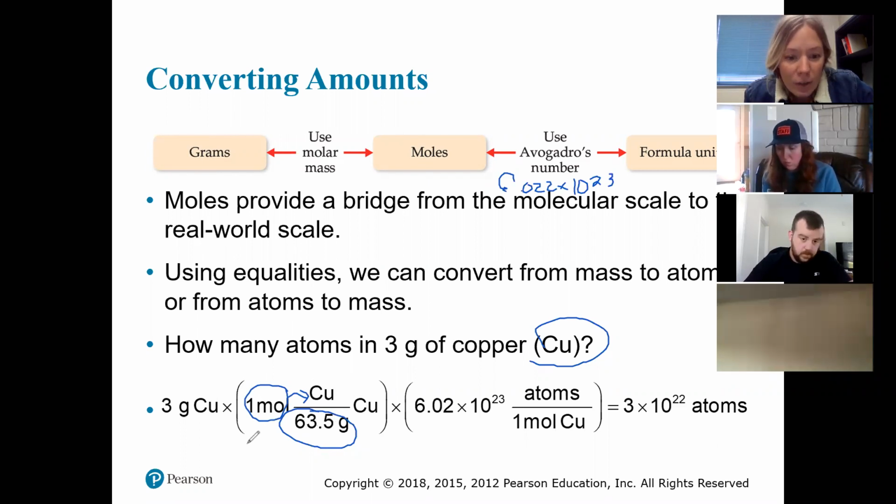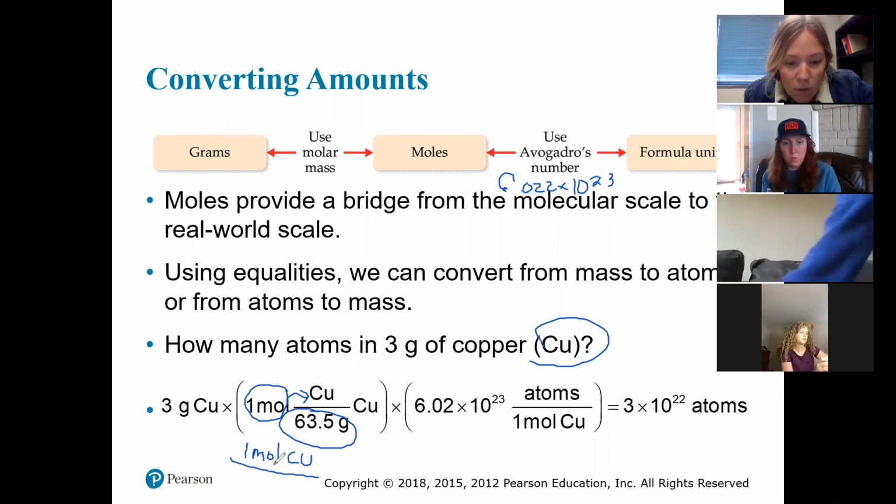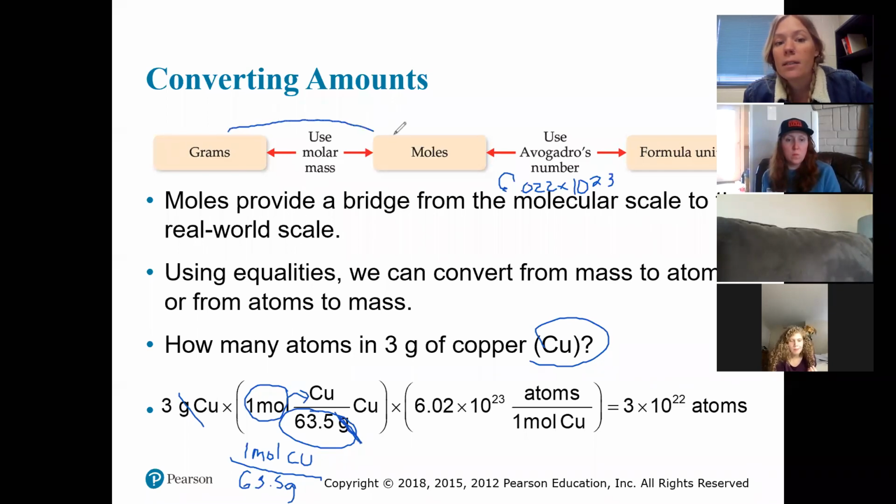Let me just write it underneath. 1 mole of Cu over 63.5 grams. Why did they put the grams on the bottom? Because what happens is grams will cancel. And now we've hopped into units of moles of copper. So what we've done is gone from here to here. We don't use Avogadro's number just yet. In this first step, we just use molar mass.